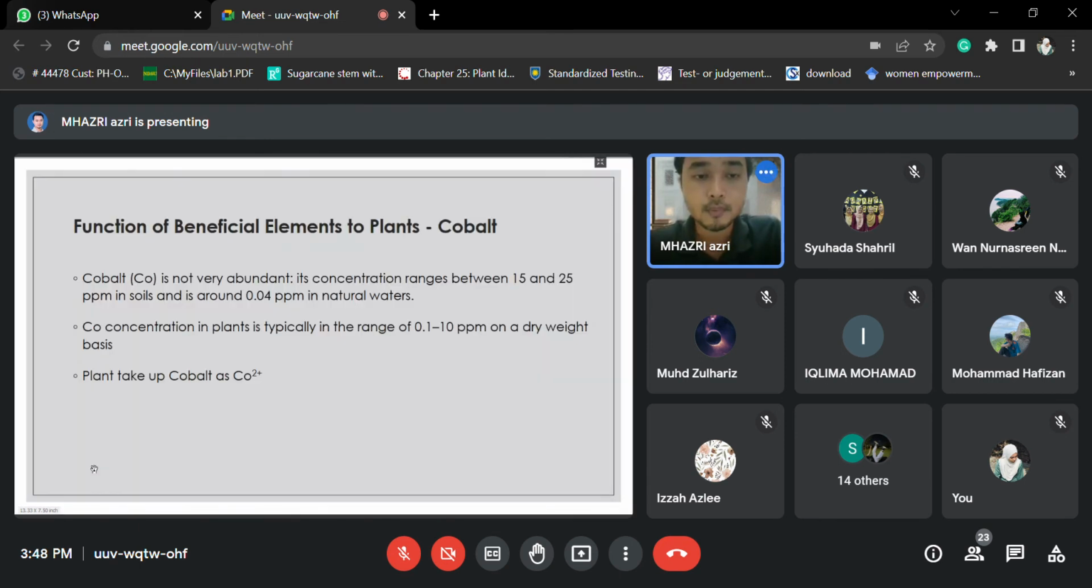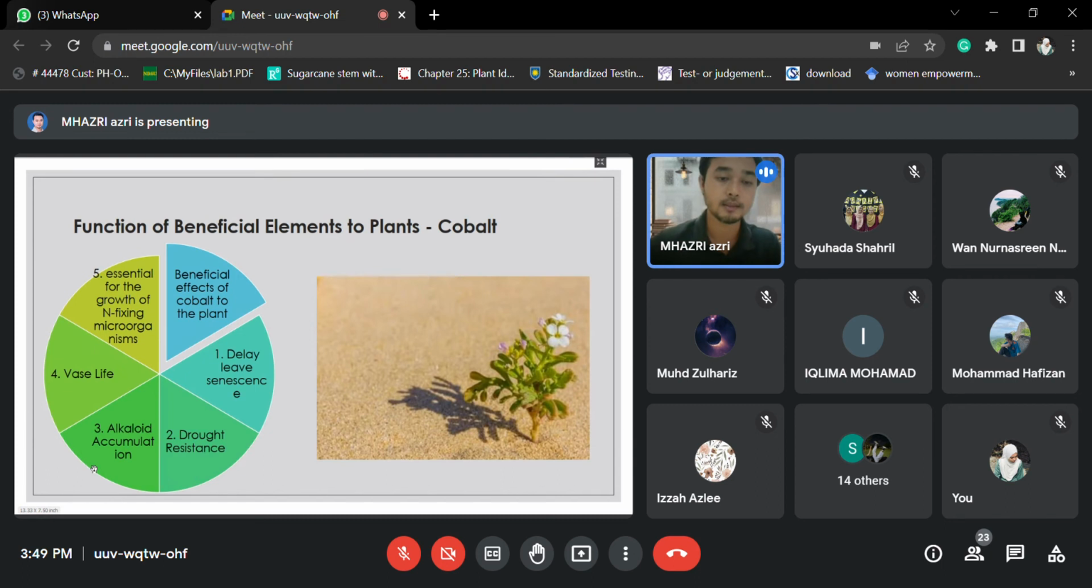We move to cobalt. Cobalt is not very abundant and its concentrations range between 15 to 25 parts per million or milligrams per liter in soil. And the concentration is around 0.04, much lower in natural water. The concentrations in plant typically range between 0.1 to 10 ppm on a dry weight basis. So plant take cobalt as cobalt ions, okay, Co2+. So what is the function of cobalt in plant?